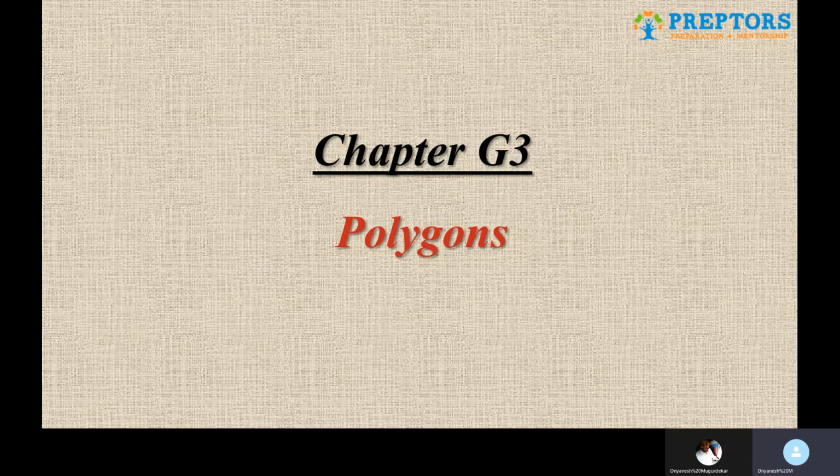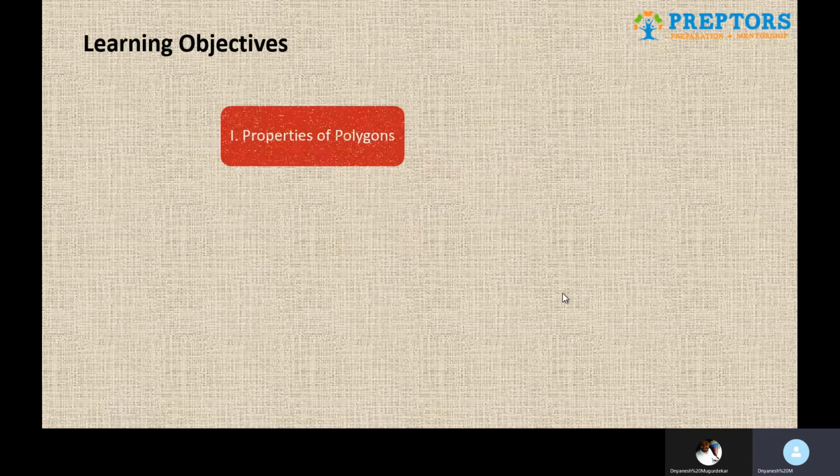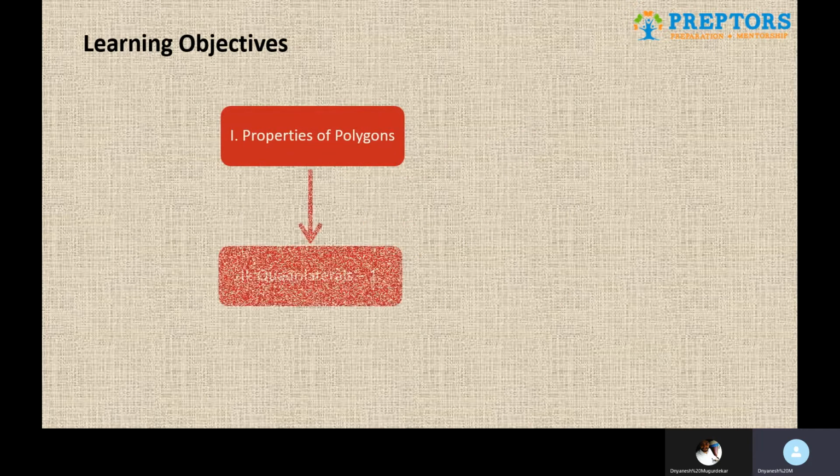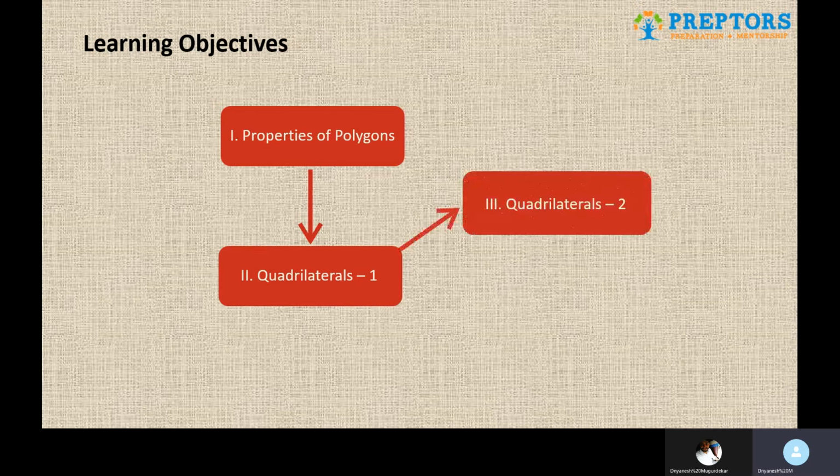We are doing G3 today, which is an extension of the geometry module, and we are doing polygons today. So let's start with this. What are the things that we are going to learn? As usual, what polygons are, what the properties of polygons are, and then the different varieties of polygons, which is quadrilaterals part 1 and quadrilaterals part 2.